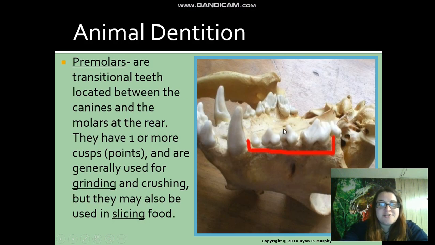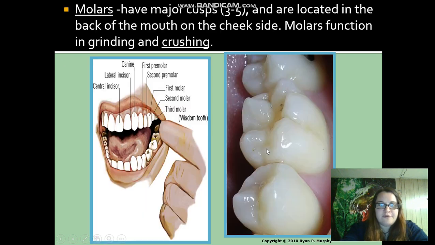Okay, so premolars, these come after the canine, and they're just helping us to grind and crush up our food. Molars are behind that, and they also help for crushing up our food. You'll notice that it says they have major cusps 3 to 5. Here on a premolar, there's about 1 to 2. See how there's 2 points versus the molar has 5 points. So 1, 2, 3, 4, 5.